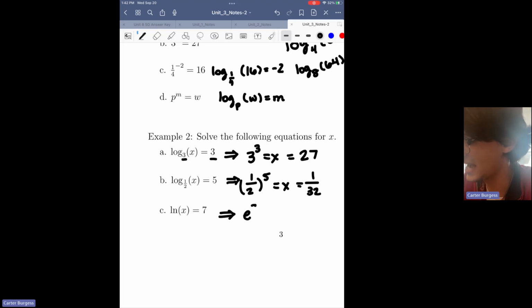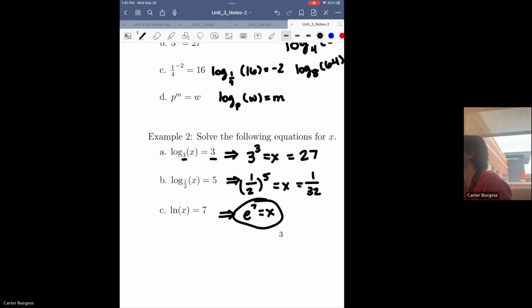e to the 7th is equal to x. And actually, since e is kind of like pi in that it's an irrational number, we are very happy to just leave it like this. In fact, I highly encourage you to not plug that into your calculator and round it. That is as accurate a number as you're going to be able to write it as. Any decimal approximation is just going to be less good than e to the 7th.